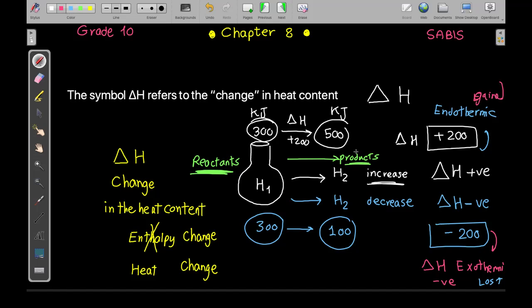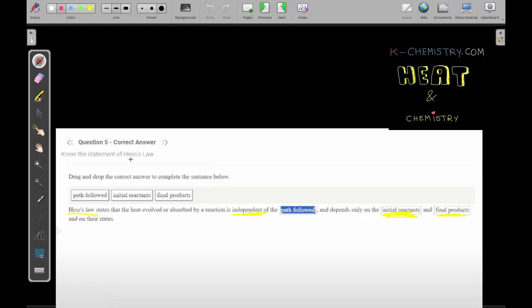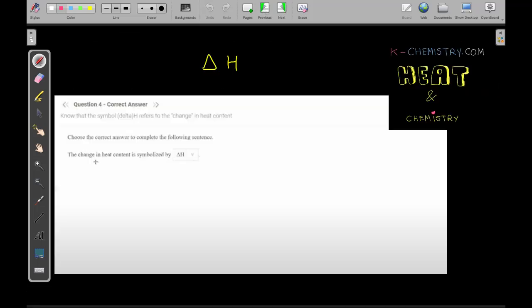So if the amount of heat in the products is more than the amount of heat in the reactants, it's because you have added, so it is endothermic. While if the amount of heat in the products is less than what's in the reactants, because you have lost, minus 200, to the surroundings, that's why it's called an exothermic reaction. It's called delta H, or heat change, or enthalpy change. Don't worry about the word enthalpy, you can always change it into heat change. Question number 4 now is answered. The change in heat content is symbolized by delta H.